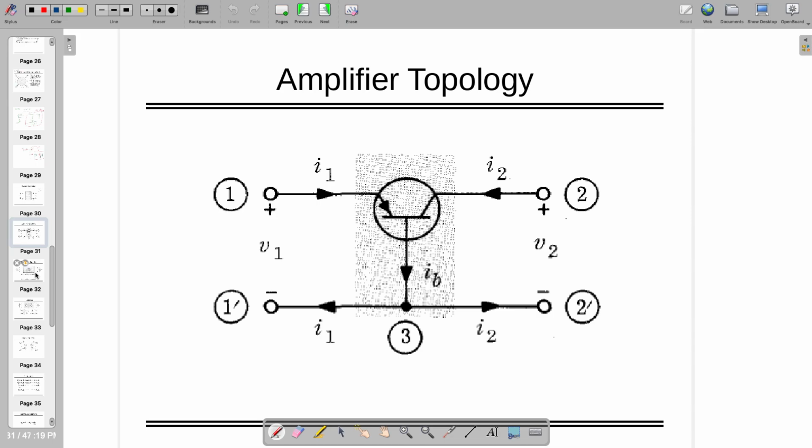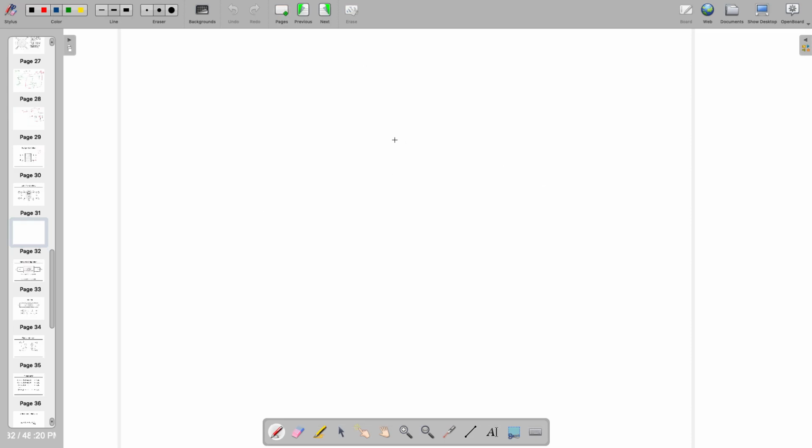Look, I haven't written what V1, V2, I1 prime and 2 prime are. I haven't talked about that, right? Okay. So what about this structure?